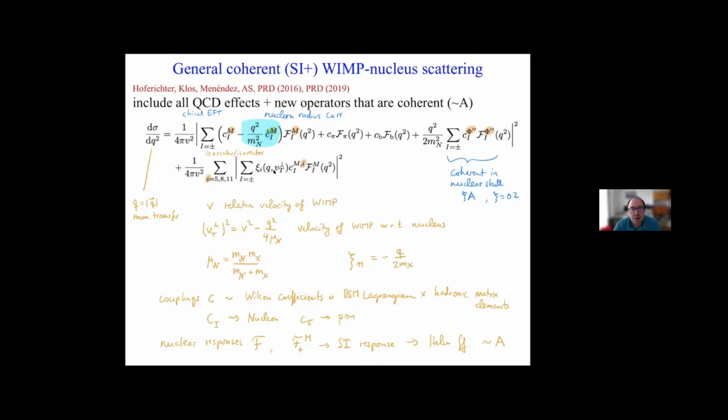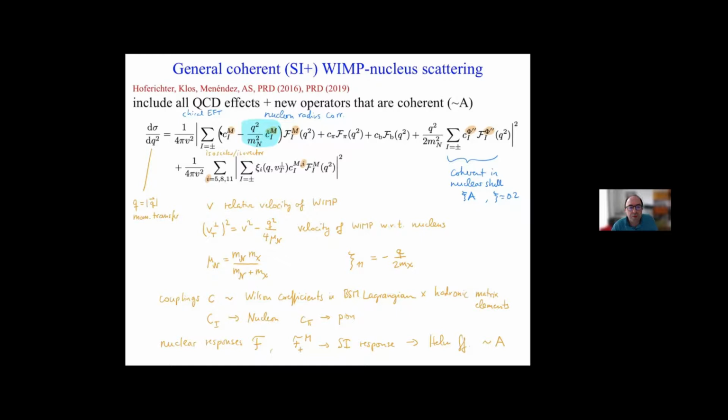Okay, so it's also a WIMP momentum suppressed response, but not related to nucleon radius corrections, because those go as 1 over m nucleon squared, but this goes over the WIMP mass squared. So it's a much smaller effect. Okay, so I hope this master formula is not throwing a big formula at you. So let me go through it slowly again.